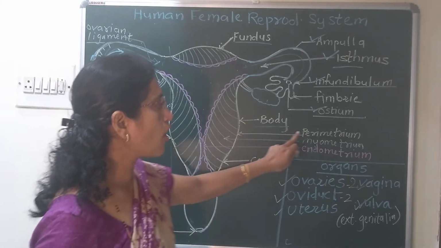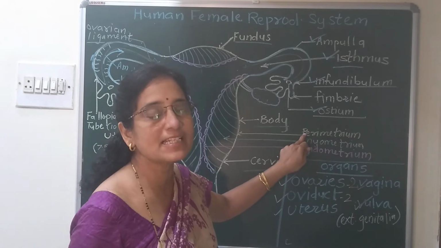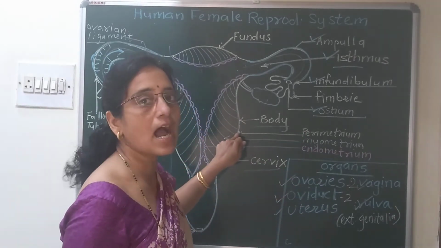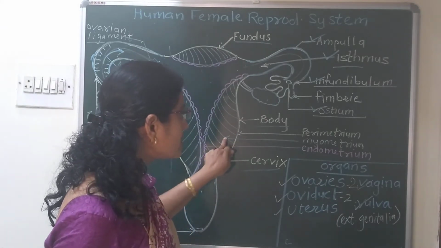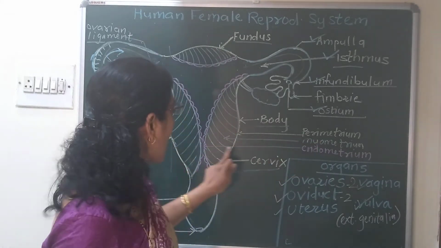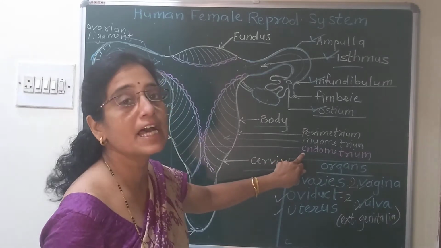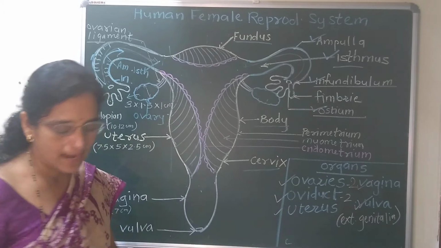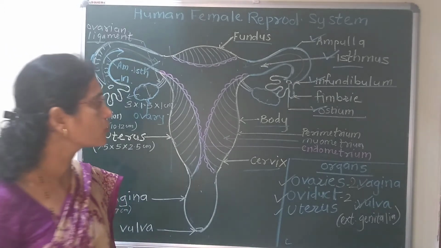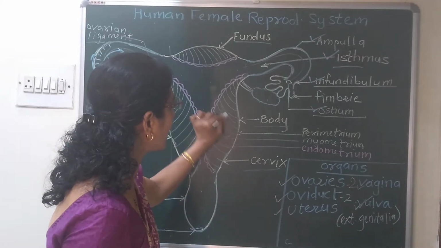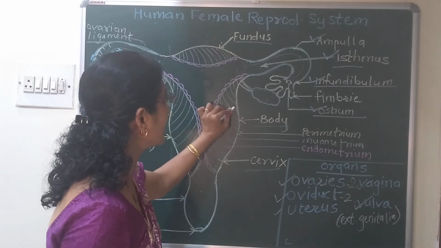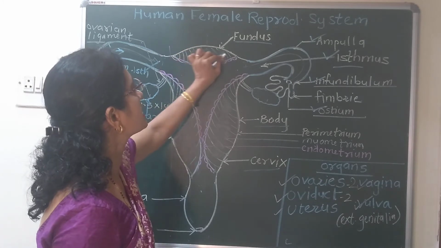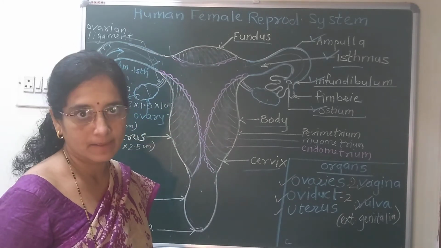The outermost wall is called the perimetrium. Peri means outer, surrounding. Myometrium is the middle wall and endometrium is the innermost wall. Myometrium you can see is the thickest part. This complete part is myometrium, which makes the uterus thick-walled.